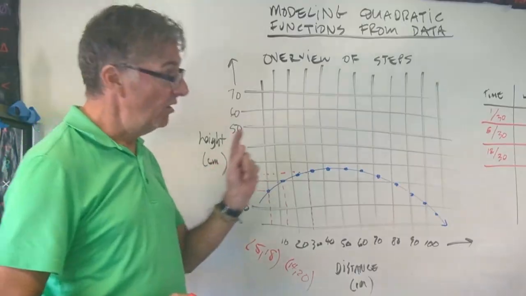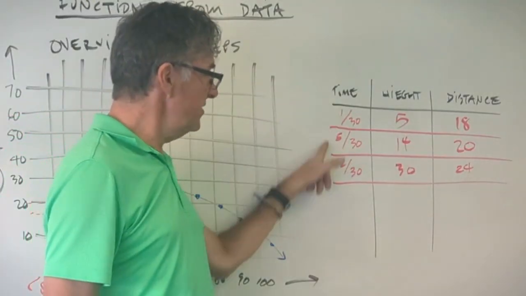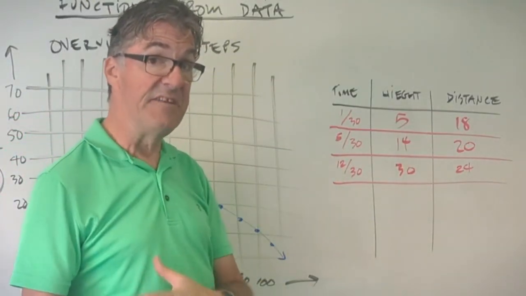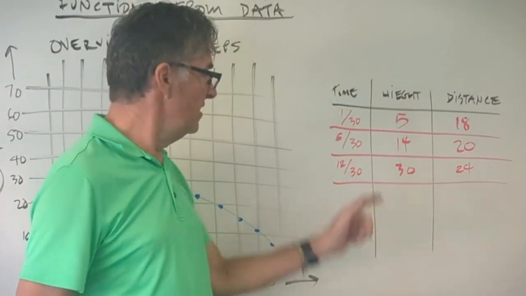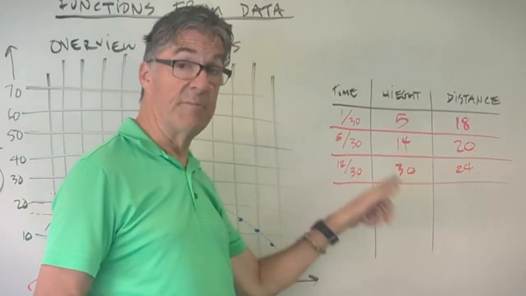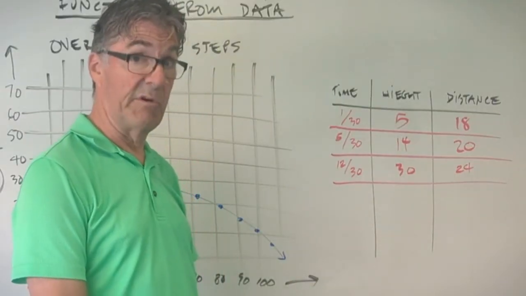So I'm going to show you that over here. So we always put time first. Time is our independent variable. It's what causes the measurements that we get. We pick a time, and that's going to determine what height and what distance we record.